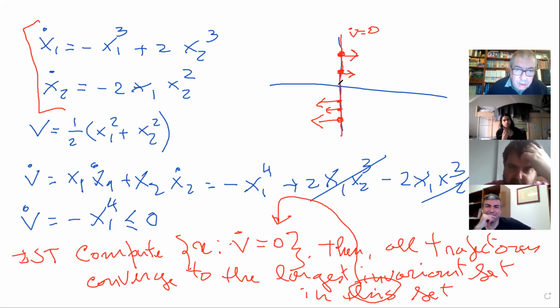What happens if you start here? Then it stays there. So this is the largest invariant set contained in the set where V dot is 0. So what is the conclusion from this theory?